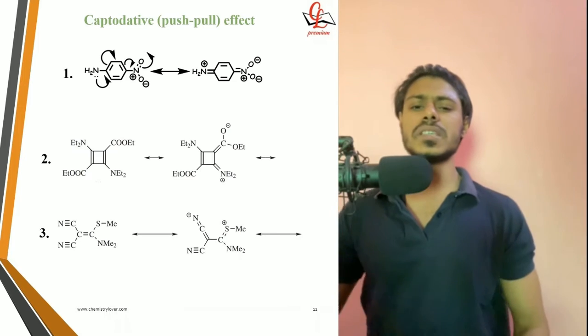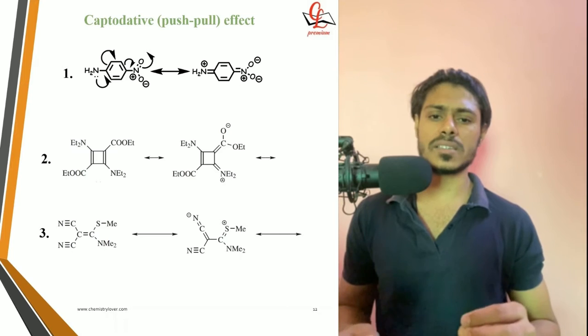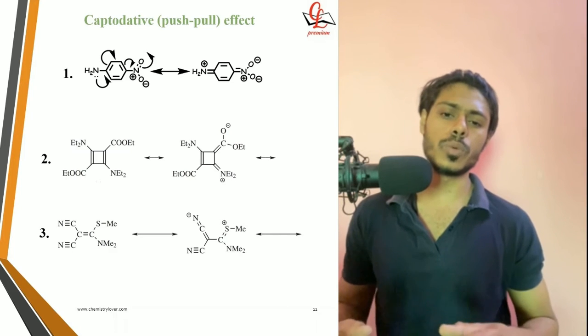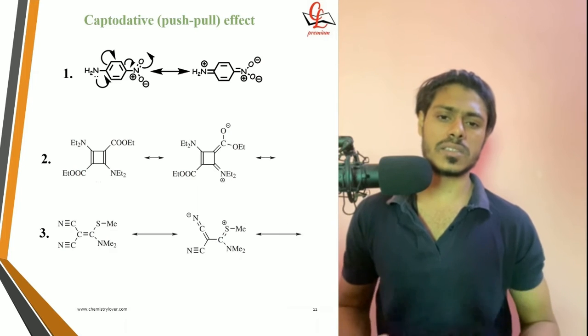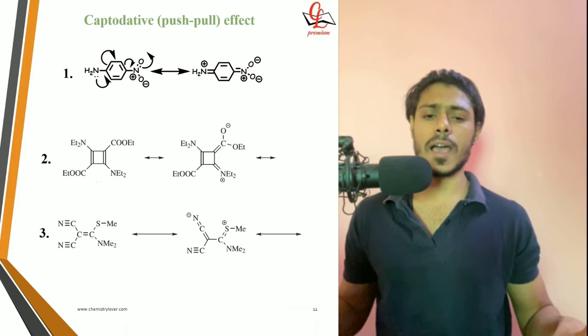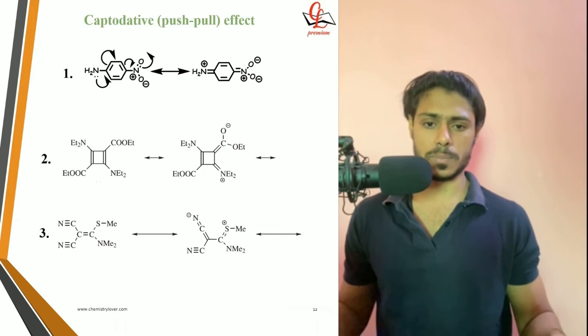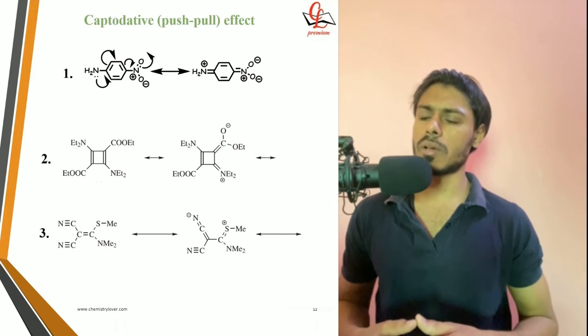So we have seen that when some group with a lone pair is attached to a pi system, it will push electrons, and when some group with a vacant orbital or low energy orbital is attached to a pi system, it will pull electrons from the pi system. But what will happen when both are attached to the same pi system and they are connected through that pi system? That is shown in example 1.